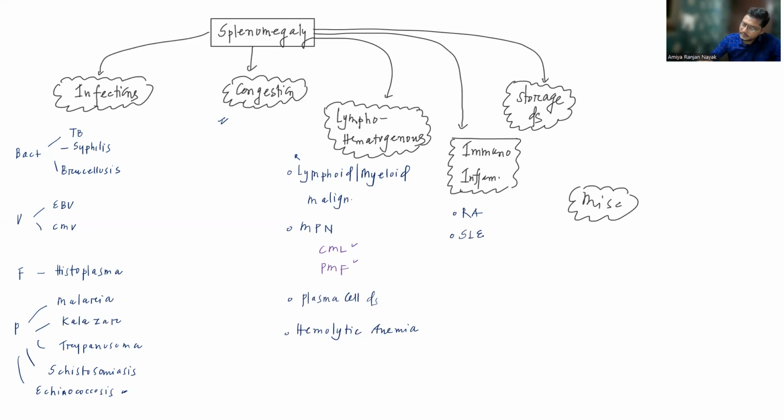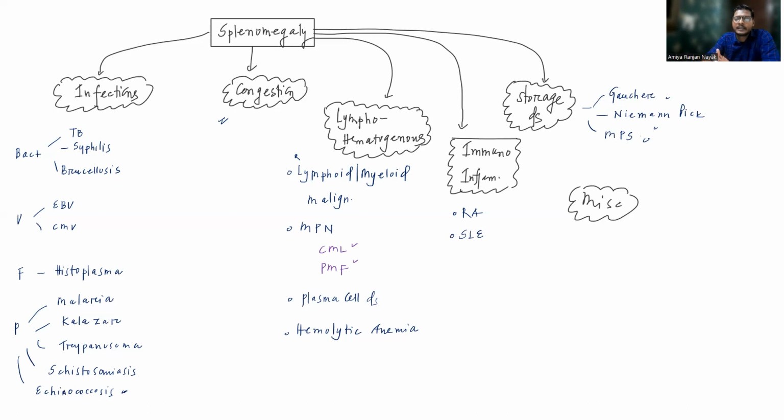Then the storage disorders, we'll discuss more on this under the section of genetics. So basically, Gaucher's disease, Niemann-Pick disease, mucopolysaccharidosis. In all these conditions, there will be splenomegaly. This is because in all these conditions, there will be deposition of abnormal materials, especially abnormal lipid materials, inside the macrophages.